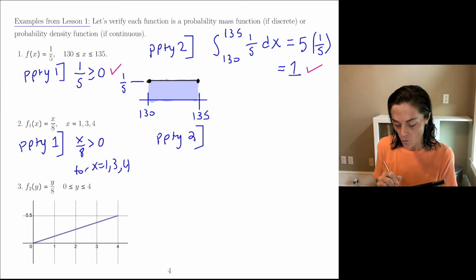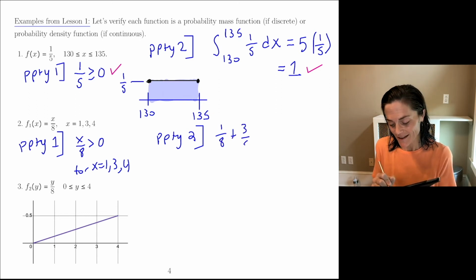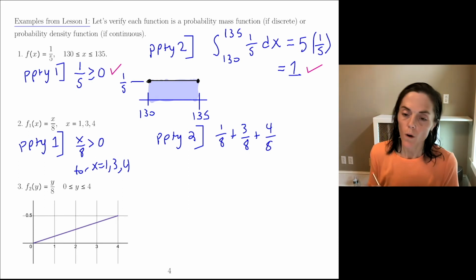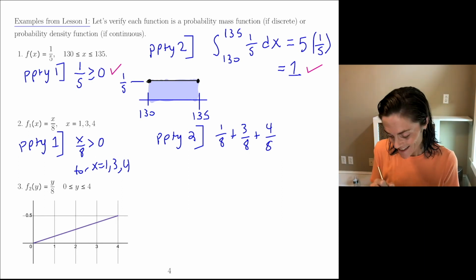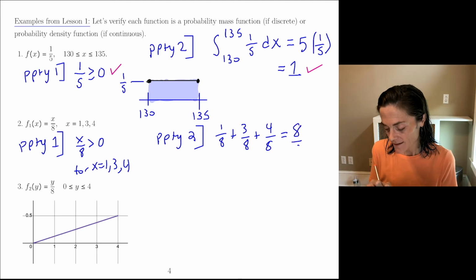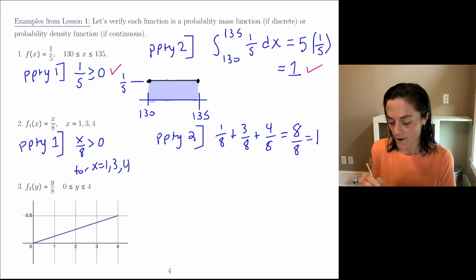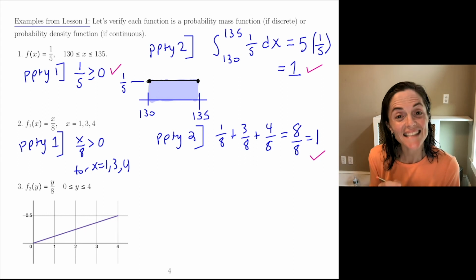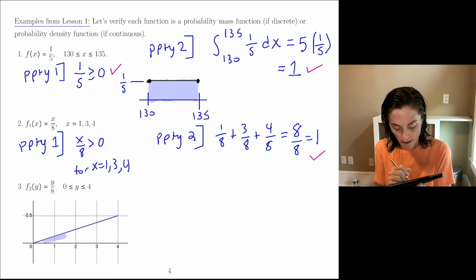Well, we should have 1 over 8 plus 3 over 8 plus 4 over 8. This should equal 1. In fact, it does. We have 8 over 8, which is 1. Very nice. Last one, let me shade the area under the curve.